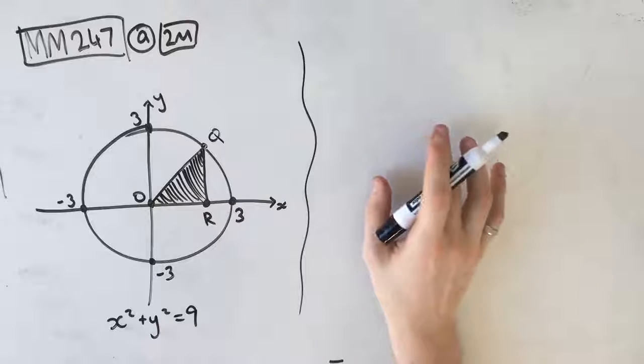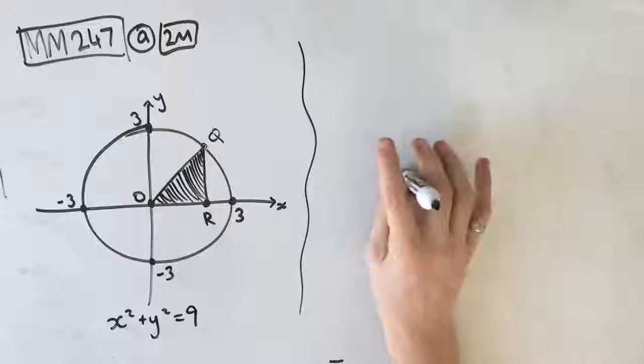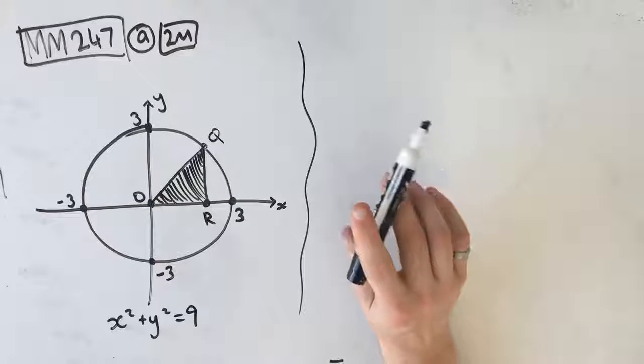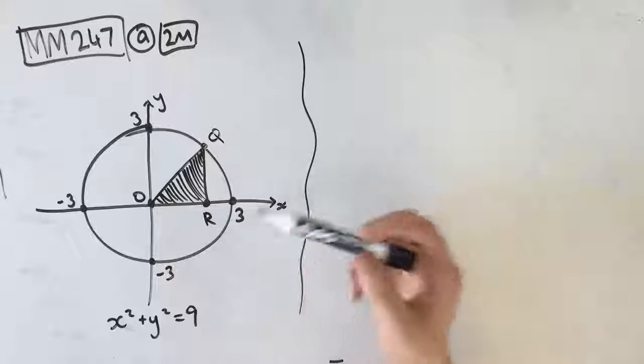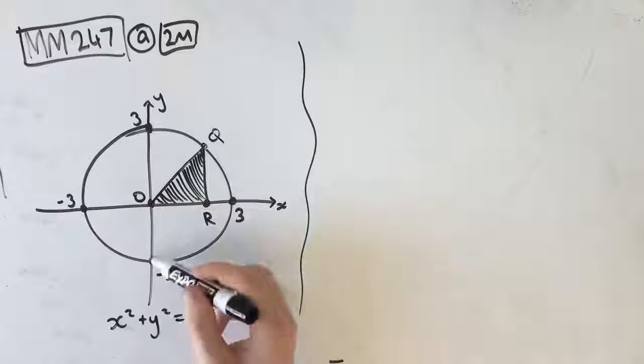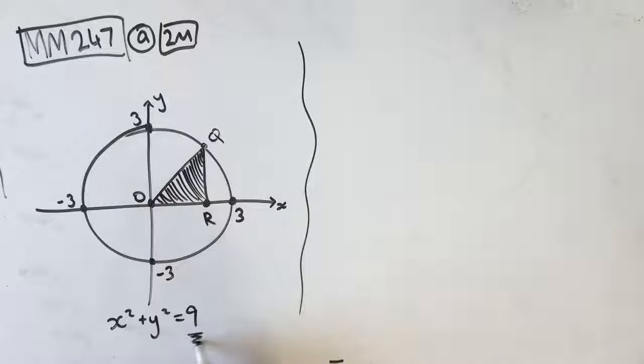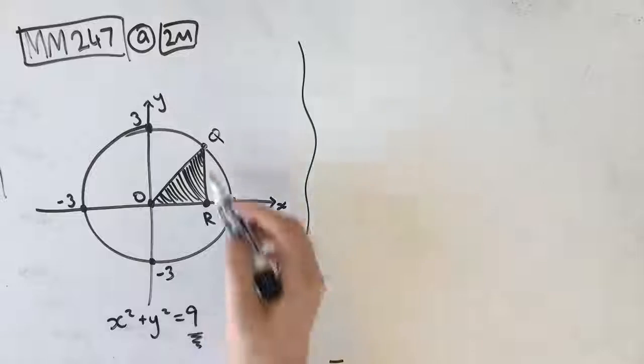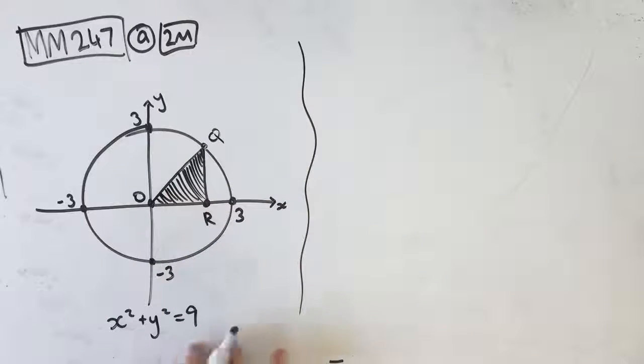Hey guys, welcome to question MM247 of the Maths Methods Fortify study guide. So, this question says, consider the graph of x squared plus y squared equals 9. If you're not too familiar with the circle functions, this is the radius squared, so our radius is 3. But we've got this circle here anyway, so we don't really need to worry about how to actually draw it.